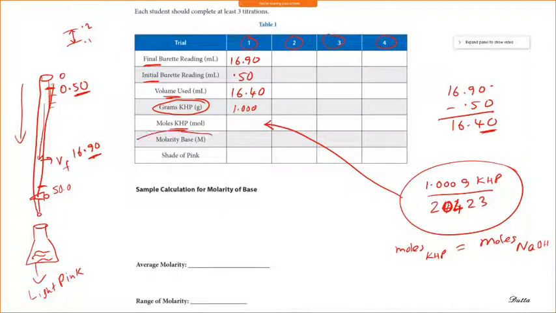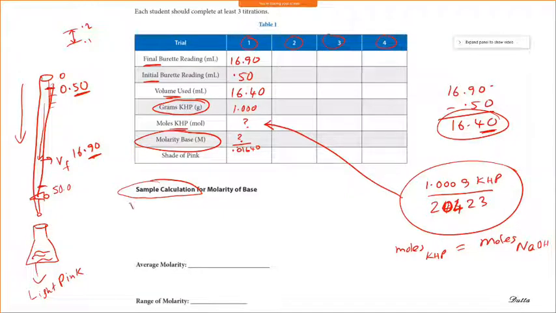Molarity, how to get the molarity? Whatever moles you get, divide this by 16.40 mL. In liters, that means I'm going to do 0.01640. But you're going to write only the answer. So for the sample calculation, this is the common mistake: you forget to put the steps.